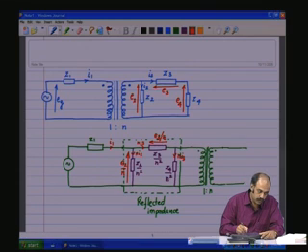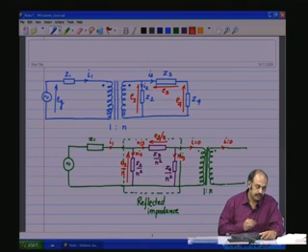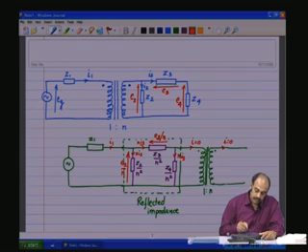Of course, now there is no current which is flowing here. This current will be equal to 0, let us say, for an ideal transformer. Then what is the voltage across this? The voltage across this Z4 impedance was E4, and it is nothing but E4 by n.